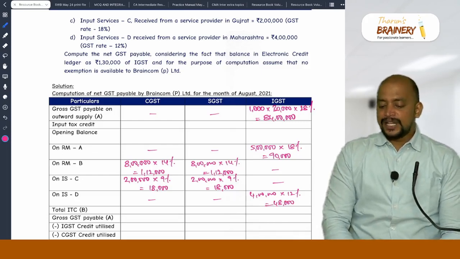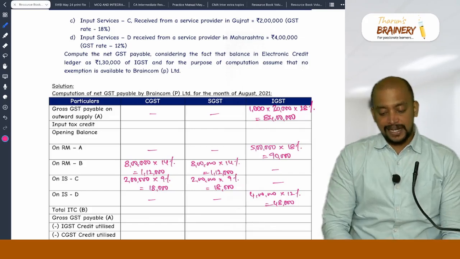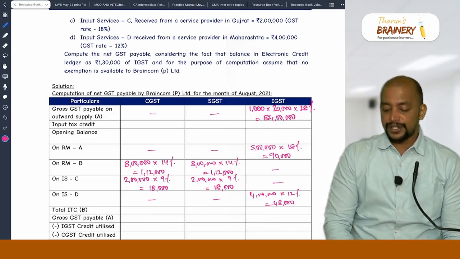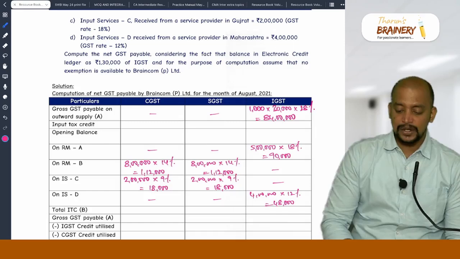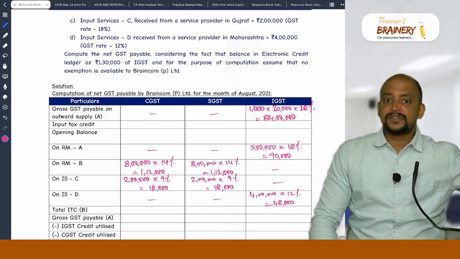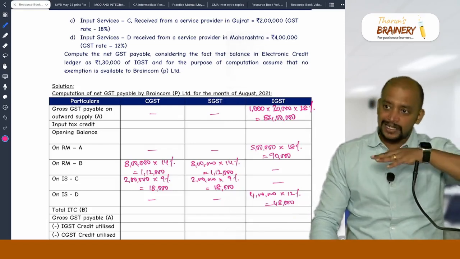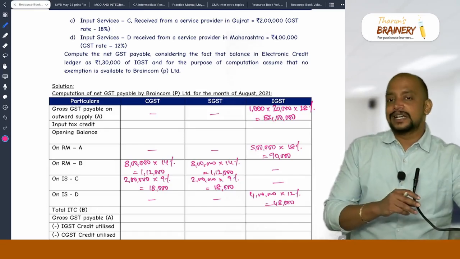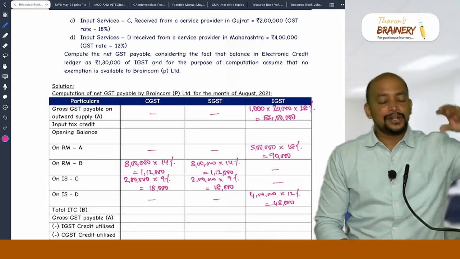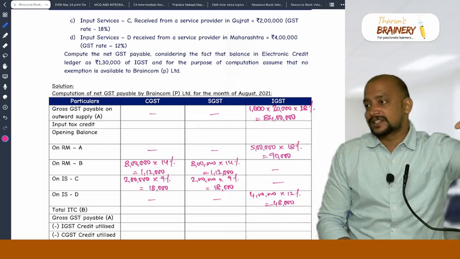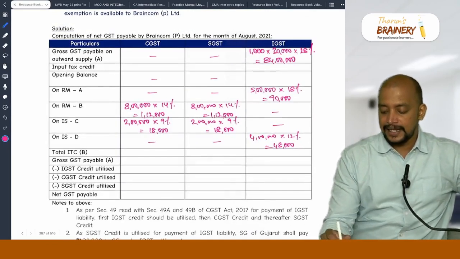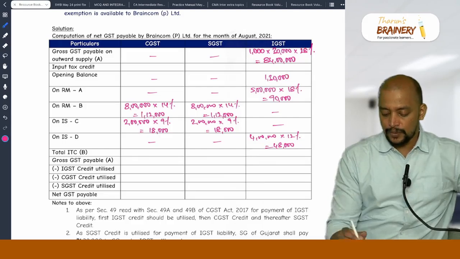Then see the next line, compute the net GST payable. That's what we are going to do, considering the fact that balance in electronic credit ledger is 1,30,000 of IGST, and for the purpose of computation assume that no exemption is available to Braincom. So what is the meaning of balance in electronic credit ledger 1,30,000? It means previous months we have some unutilized credit, so that is carried forward to the current month. The electronic credit ledger is a ledger maintained by the GST network on behalf of the registered person. In that ledger only the balances of input tax credit will be available. So 1,30,000, which column? Opening balance, IGST column 1,30,000.